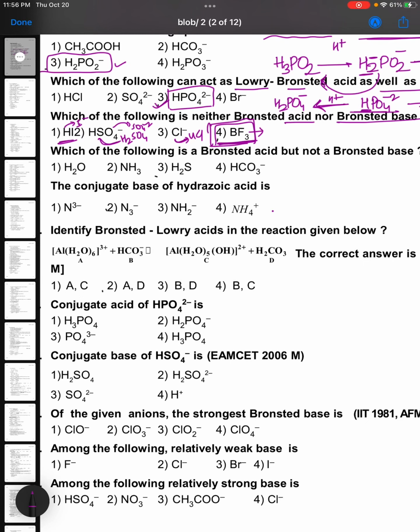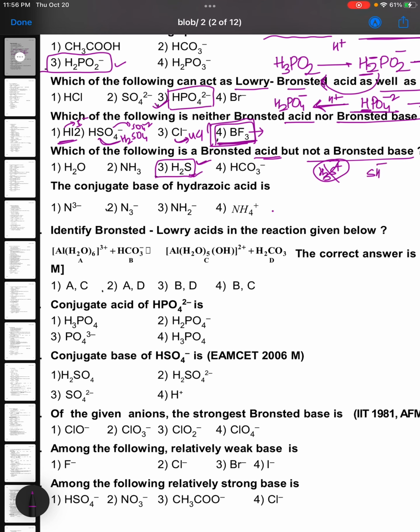Which of the following is a Bronsted acid but not Bronsted base? Bronsted acid means should release, base means should accept. H2S is not able to accept. It is releasing, but it won't accept. You haven't seen H3S+ any time. It is not there, so it won't accept. It can release, giving SH-, as you have seen.